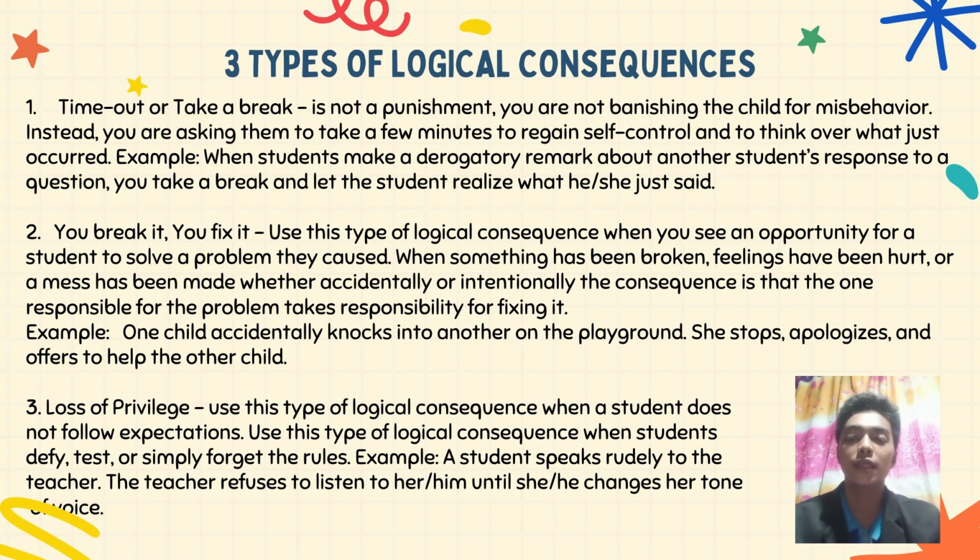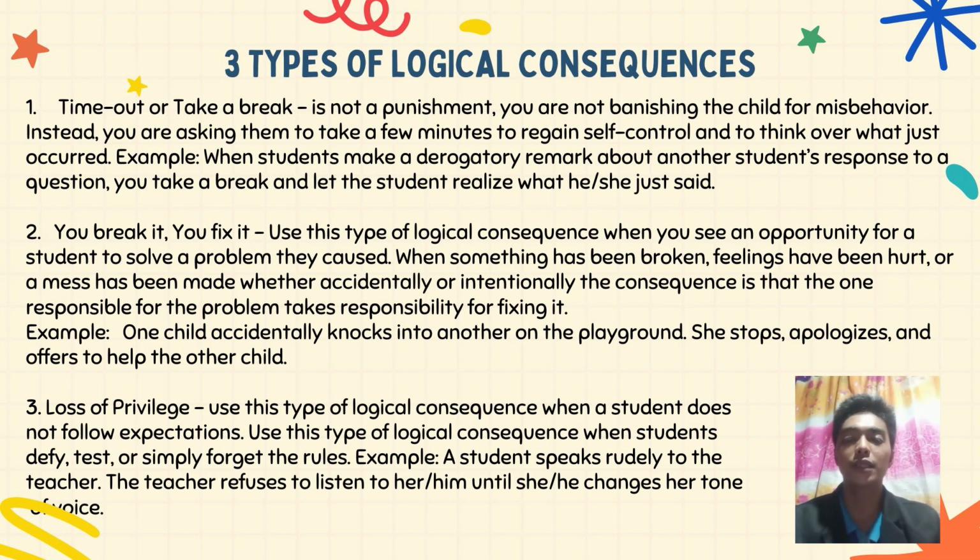So the second one is that you break it, you fix it. It is used when you see an opportunity for students to solve problems they cause. When something has been broken, feelings have been hurt, or a mess has been made, whether accidentally or intentionally, the consequence is that the one responsible for the problem takes responsibility for fixing it. For example, one child accidentally knocks into another on the playground. So she stops, apologizes, and offers to help the other child.